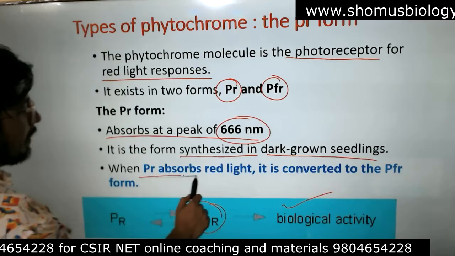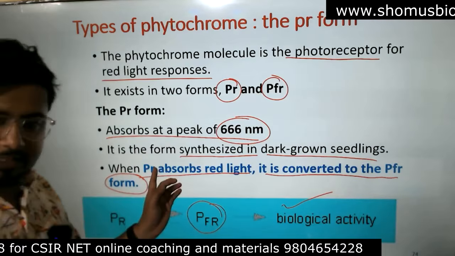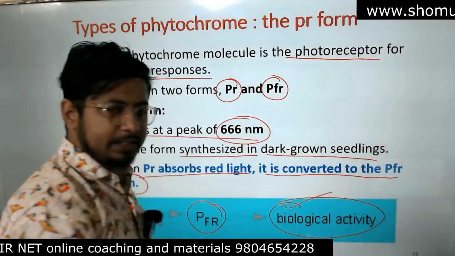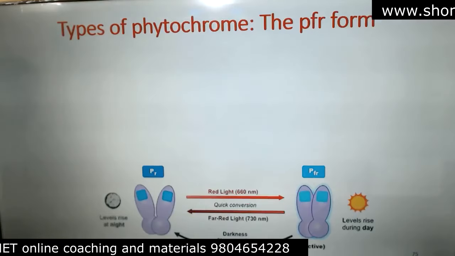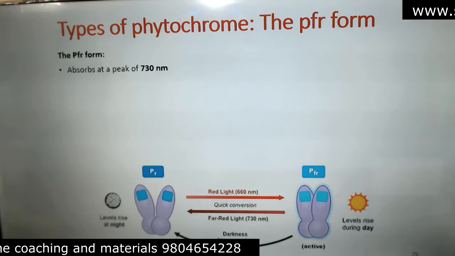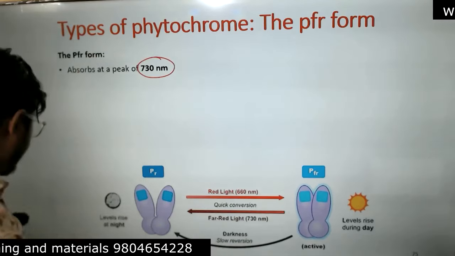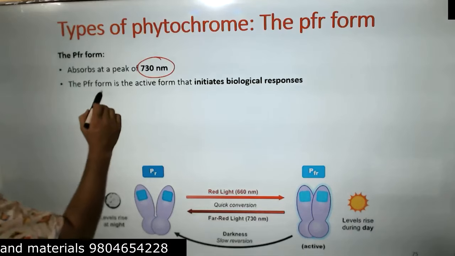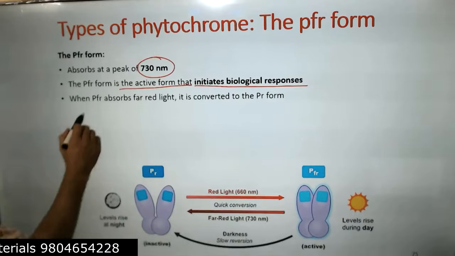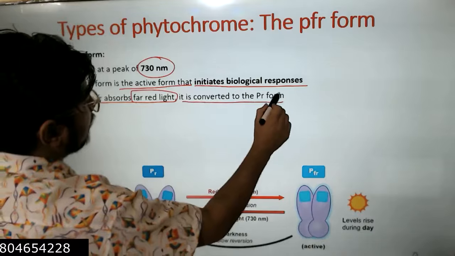And when PR absorbs red light, it is converted to PFR form. And once PR is converted to PFR, receiving the red light from the sun, now it causes all the biological activity to continue in a plant cell. Now about the PFR form, what is it? It absorbs at a peak of 730 nanometer, that was near 660, 650 nanometer, this is 730 nanometer. PFR form is the active form that initiates biological responses. When PFR absorbs far red light or in the dark condition, it is converted to PR form.